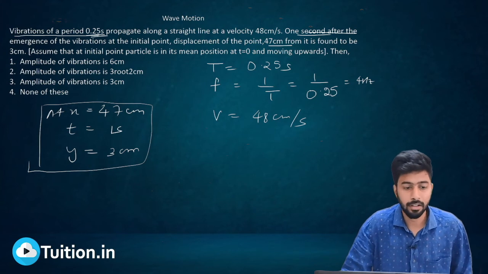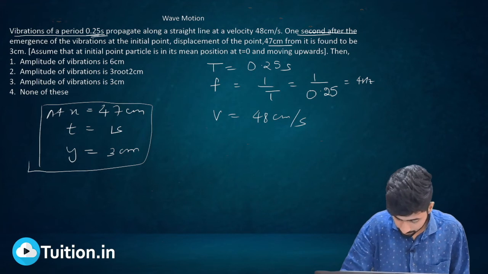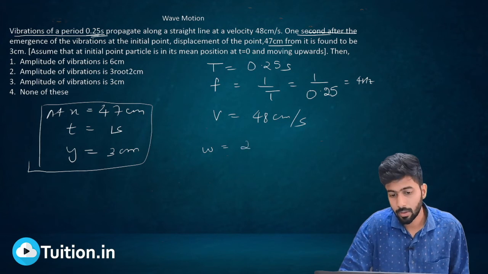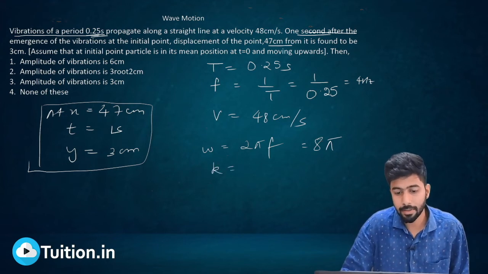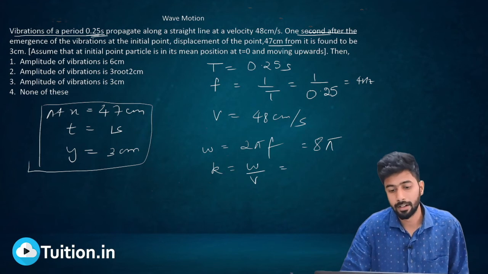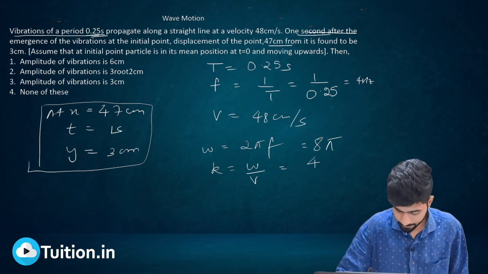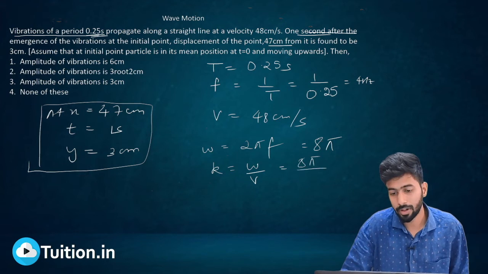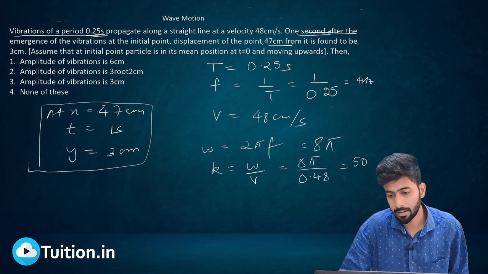Now what you need to find is the amplitude of the vibrations, right? So how do you do that? Let's actually check that out. Let's first find omega. Omega is nothing but 2 pi f. F is already given to you, 4 hertz, so it's nothing but 8 pi, right? Velocity is given to you, so you can also find k. K is nothing but omega by v, which is 8 pi divided by 48 into 10 power minus 2, which is 0.48, which is nothing but 50 by 3, right?